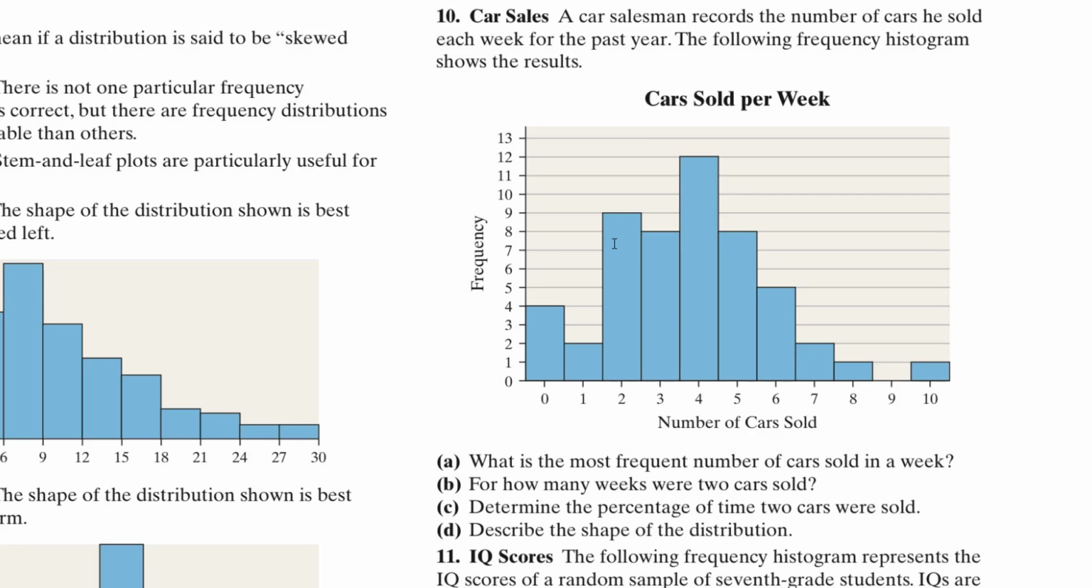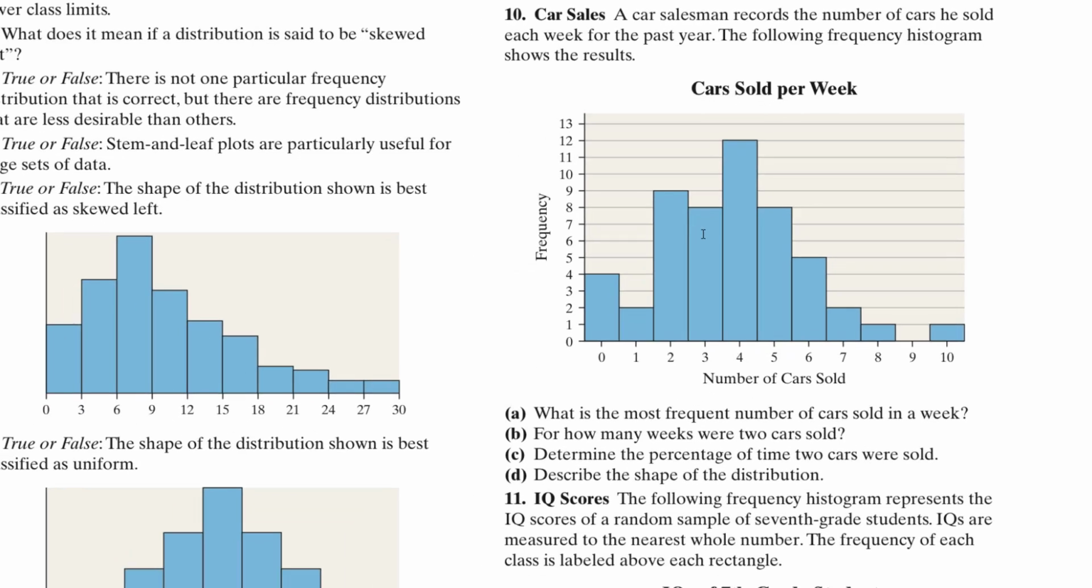Part C is asking, determine the percentage of time that 2 cars were sold. Before you can answer that, you have to know the total of the frequencies. In other words, you have to add up the heights of each of the bars, and you can use your calculator for that. The first bar is at a height of 4, and then 2, and then 9, and then 8, and so on. So you're taking 4 plus 2 plus 9 plus 8, and so on. If you do it correctly, you should obtain a total of 52. And that makes sense because in a year there are 52 weeks.